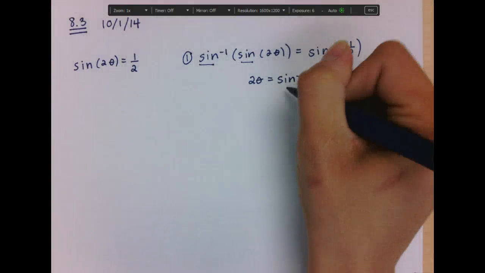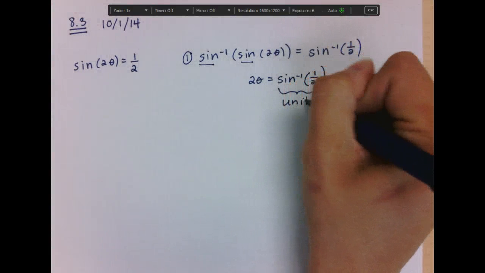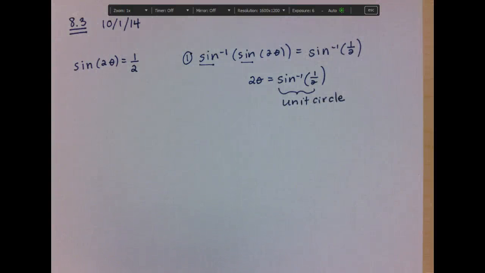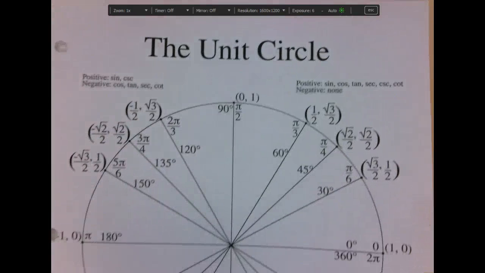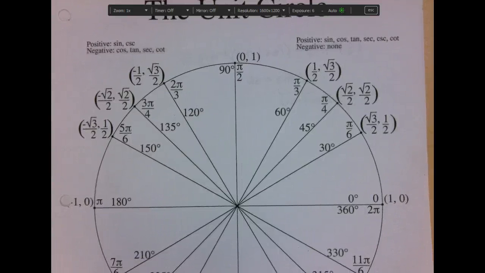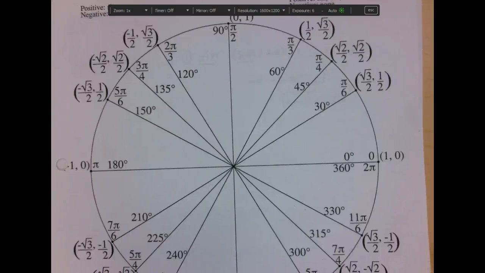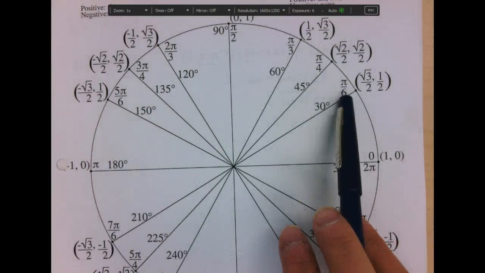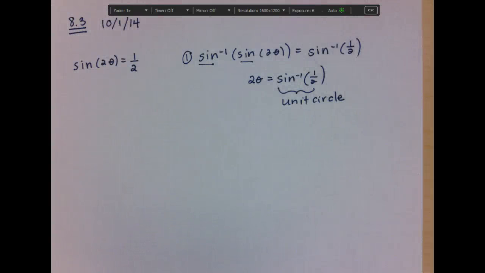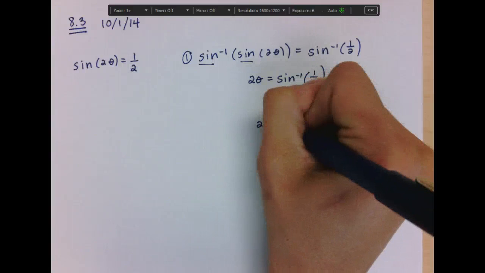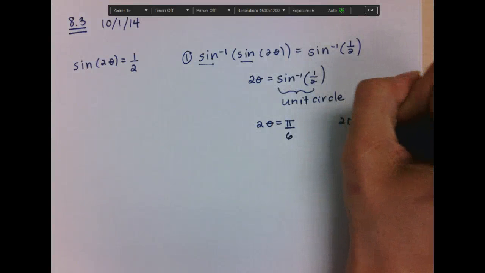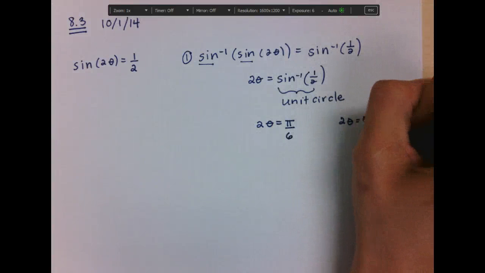Then we used our unit circle to evaluate the inverse sine of 1/2. So I'm going to pull out my unit circle. Since sine is the y-coordinate, I'm looking for where on the unit circle the sine value is 1/2. It happens twice. It happens here at pi over 6, and again here at 5 pi over 6. So 2 theta is equal to pi over 6, and 2 theta equals 5 pi over 6.